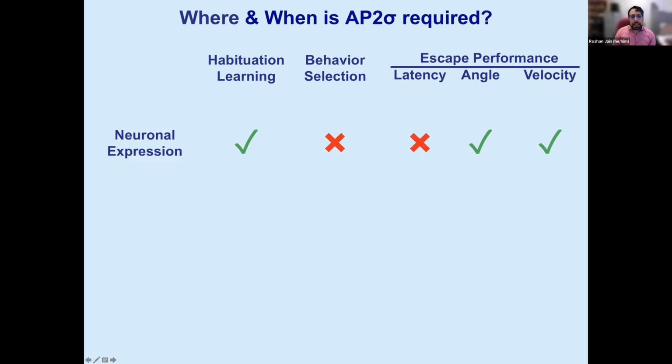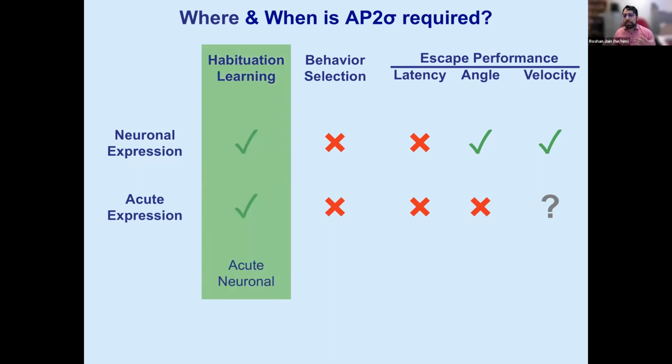And then when we look at the timing, we find again that acute expression can regulate habituation learning, but it didn't seem to show any ability to rescue either behavior selection or escape performance kinematics. So summing this all up, what we're proposing is that there's actually several different distinguishable mechanisms that the AP2 complex is regulating the different modulations of escape behavior.